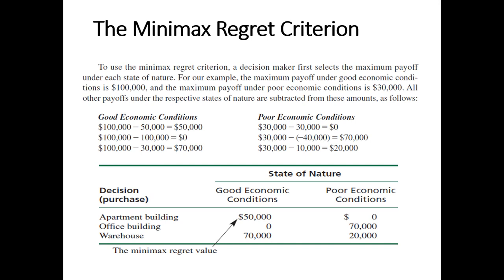Which is the minimum? The minimum is this option. When you build an apartment, whether the condition of the economy is good or poor, this will give you the minimum sadness. Okay, no problem, I lost only 50,000. But if I go for office or warehouse, I will be the saddest. I can lose at the maximum 70, which is more than this. So in this method, we calculate the regret value.